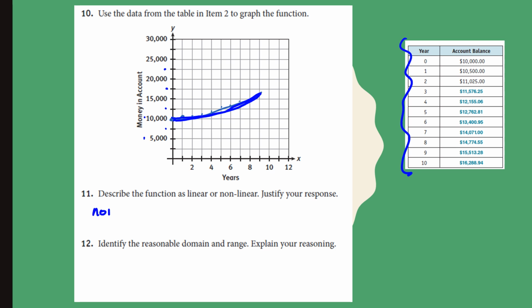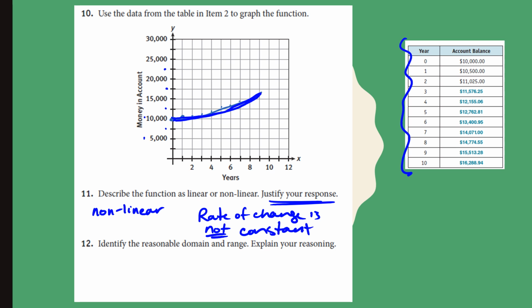Well, it's nonlinear. It's not an extreme curve on this scale, but we can tell that the rate of change is not constant. It's not the same between each consecutive term here. It's not always $500, so it's not linear.